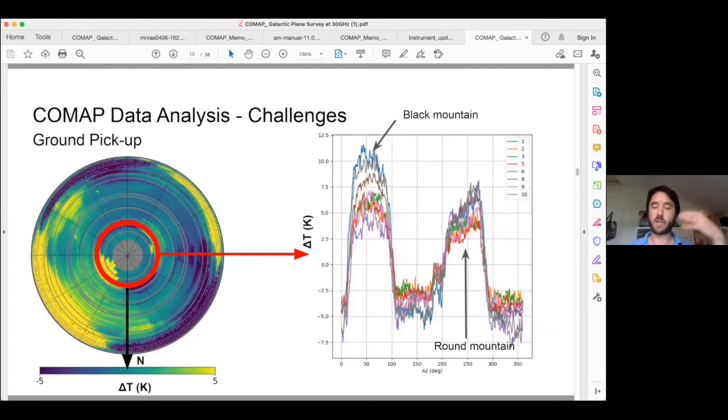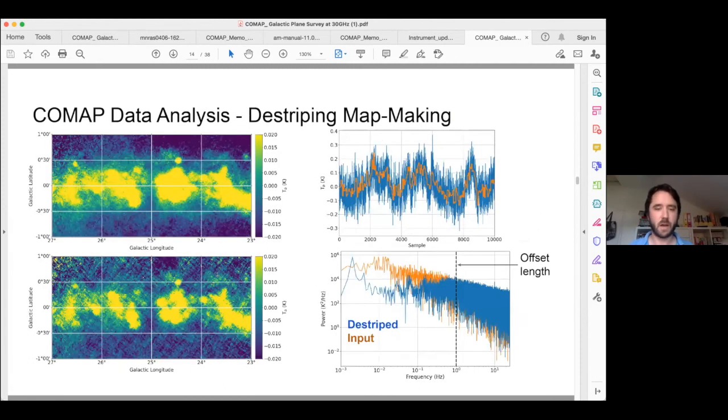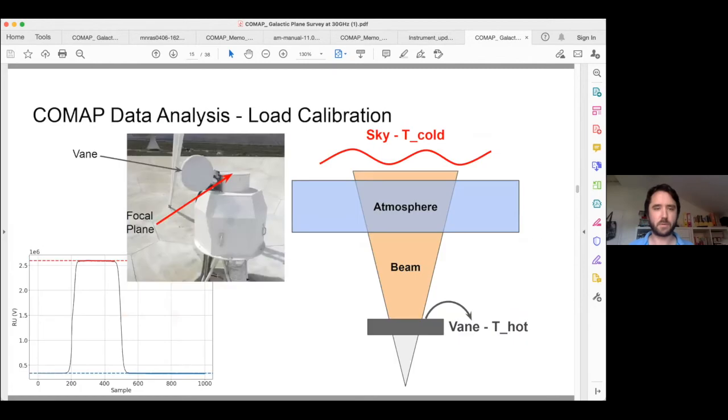And the last sort of challenge, the main challenge which we have, is of course, because we're on the ground, we pick up the ground around the observatory. We are in a valley in Owens Valley, as the name suggests. So we have mountains on both sides, and we basically measure those in the side lobes of the instrument. So that has to be handled too. I'm running a bit low on time, so I'll skip that.